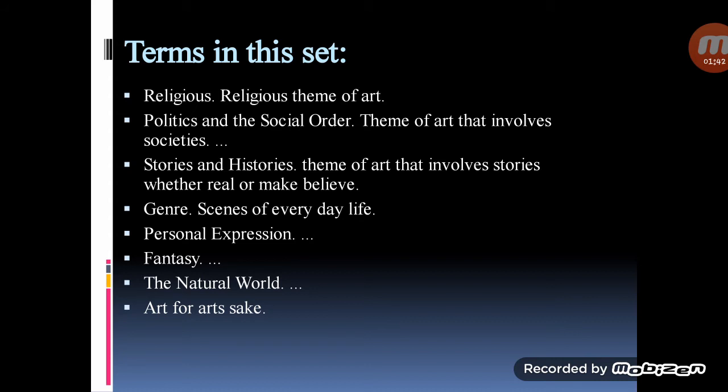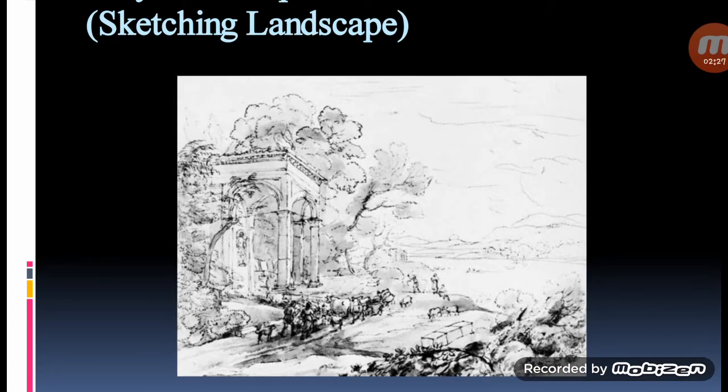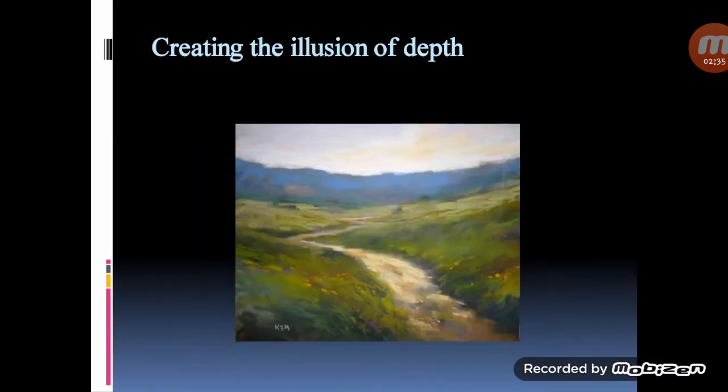Terms in this set: religious theme of art, politics and the social order, theme of art that involves societies, stories, histories, theme of art that involves stories, whether real or make-believe, genre, scenes of everyday life, personal expression, fantasy, the natural world, art for art's sake, any social representations, sketching landscape. Creating the illusion of depth.